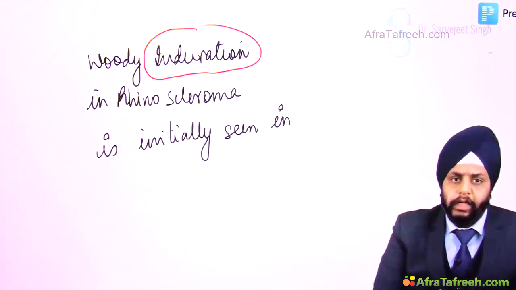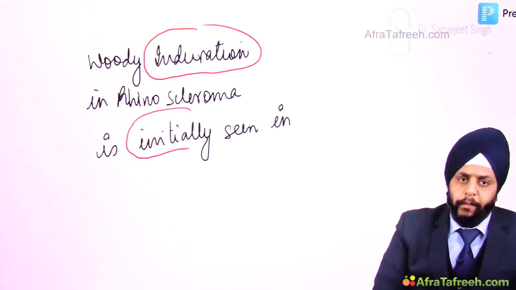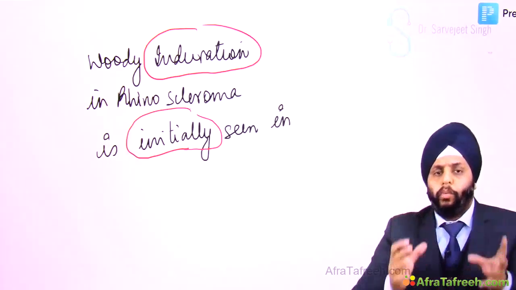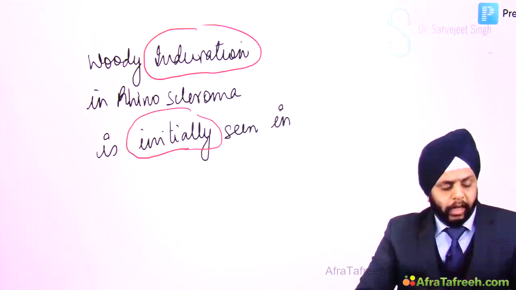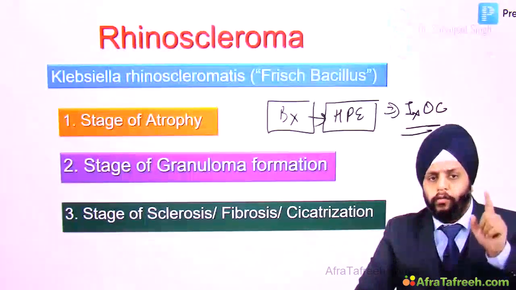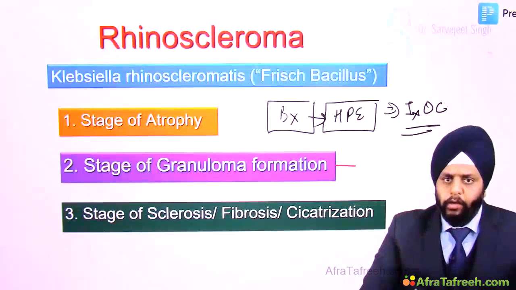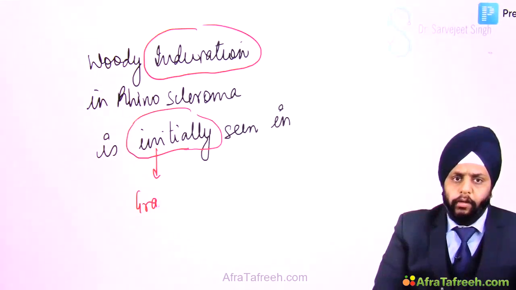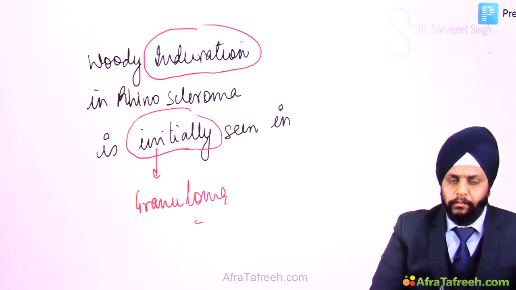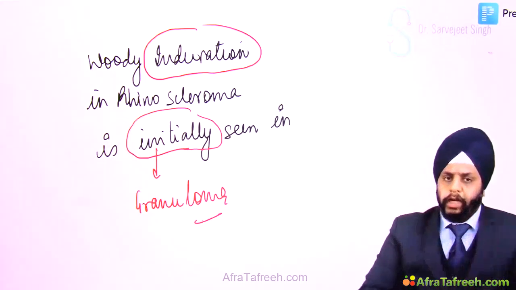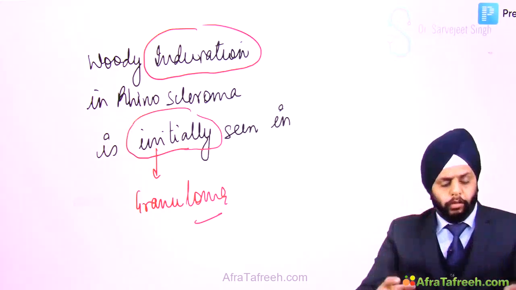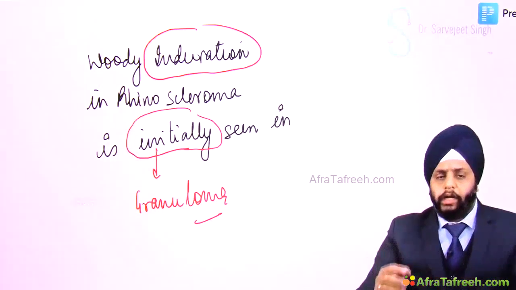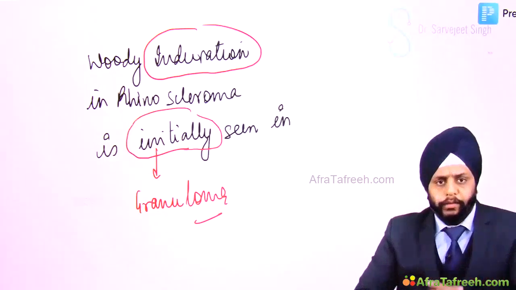And second thing is initially. So examiner does not want you to tell him about a completely woody nose when the induration initially starts, and that starts in the stage of granuloma formation. Okay, so the answer to this question is in the stage of granuloma formation. Right? So initial startup is in the granuloma formation, but complete woody nose is formed in stage 3, that is stage of sclerosis or fibrosis or cicatrization. Don't confuse the two answers.